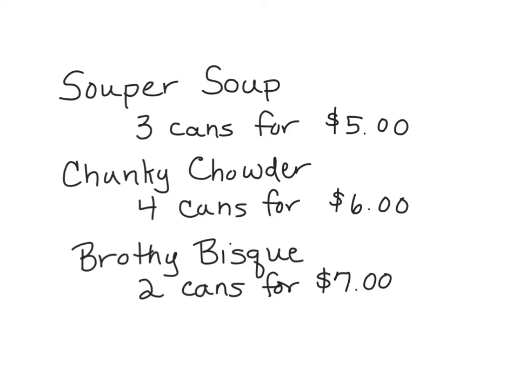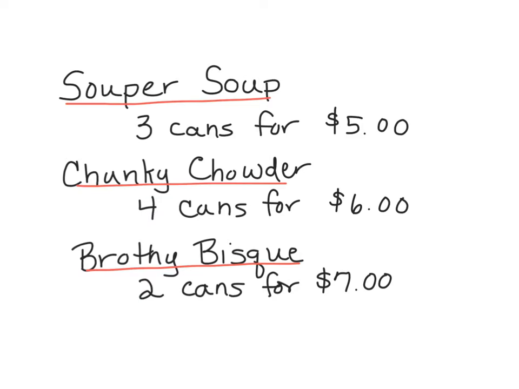Here's 3 different kinds of soup. So we have super soup, we have chunky chowder, and we have brothy bisque. And these 3 different soups have different prices. I can buy super soup, 3 cans for $5. Chunky chowder costs 4 cans for $6, and brothy bisque costs $7 for 2 cans. So the question is, which of these is the better buy?